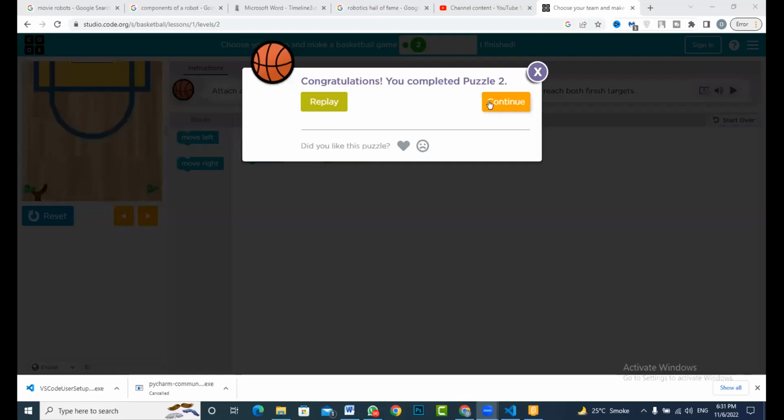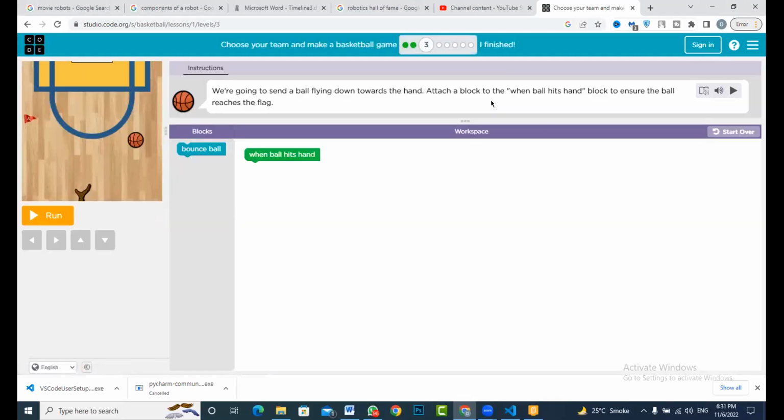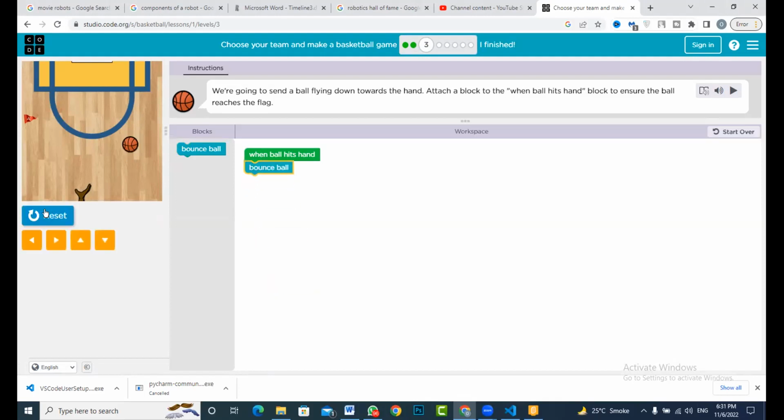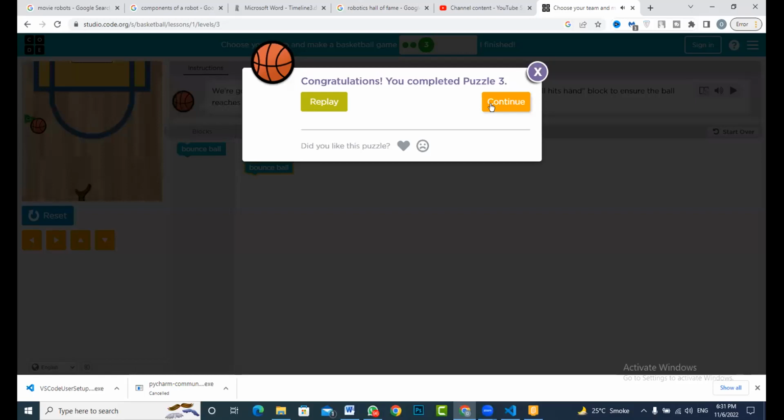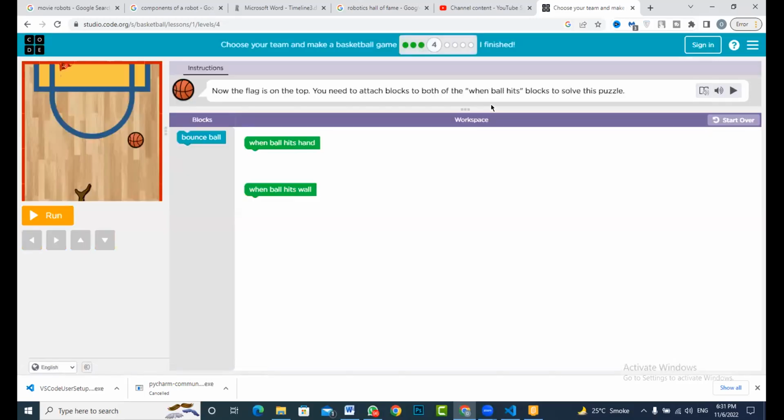Okay. So after this level 2, we get to level 3, and level 3 is again very simple. All you need to do is just define what happens when the ball hits the hand. So this is also an event. ये भी एक event है कि अगर ऐसा हो जाए गेम खेलते हुए कि ball hand को hit करे तो क्या होगा? If the ball hits the hand, what should happen after that? So we would want that the ball bounces back and goes back in air. So that is why we have drag bounce ball and add it to when ball hits hand. Just run it, don't do anything. It would come down, touch the hand, touch the flag, and it would be over. So level 3 was also pretty simple.